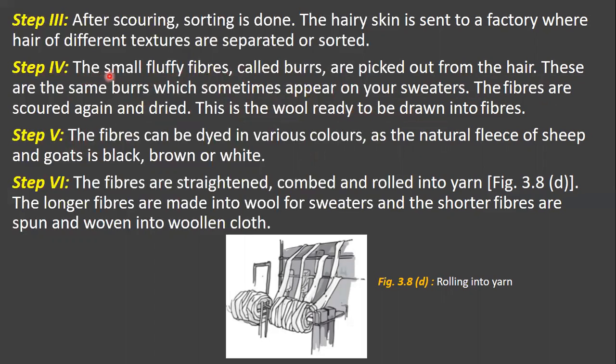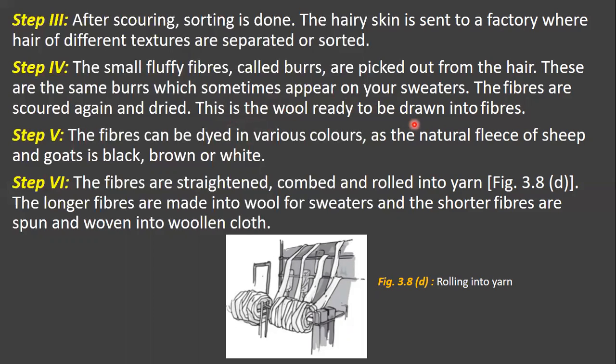See children, in step 4, first the small fluffy fibers called burrs are picked out from the hair, and these are the same burrs which sometimes appear on your sweaters, and the fibers are scoured again and dried here. Here the fibers are scoured, which means the hair is thoroughly washed in tanks to remove the grease, dust and dirt, and then it is dried.